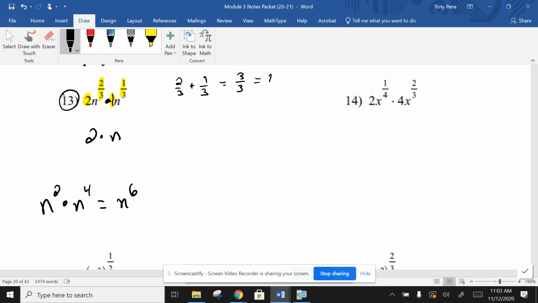Same idea. We're multiplying 2 terms together, see if we understand what to do with each. You may need a calculator. Most of us probably do need a calculator. That's okay.